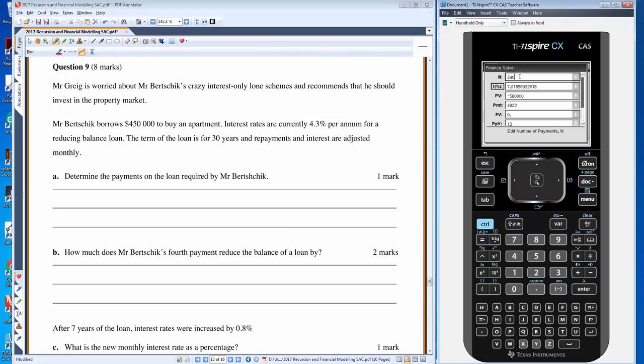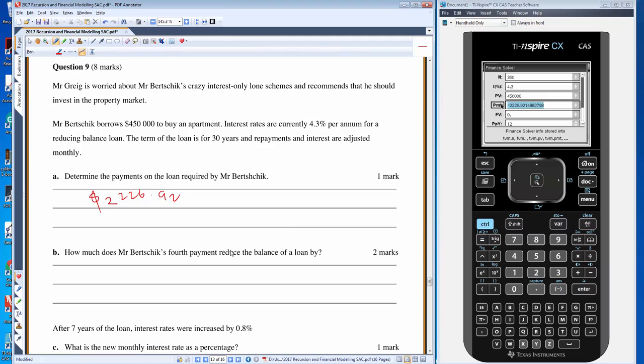So again, this is just your standard Financial Solver problem. No way you're doing this with recurrence relations. We've got 30 lots of 12 with an interest rate of 4.3% per annum. He is borrowing $450,000, so the bank gives him, that's positive. We're after the payments, and he's going to pay back the full loan, so the future value will be 0, and the payments are going to be $2,226.92.